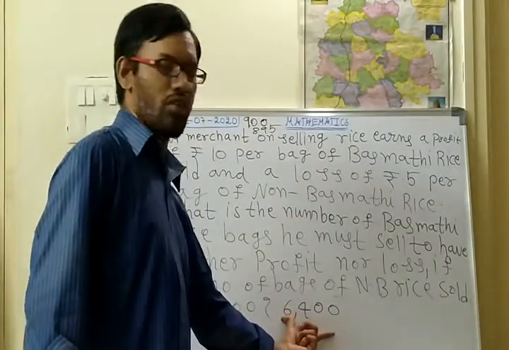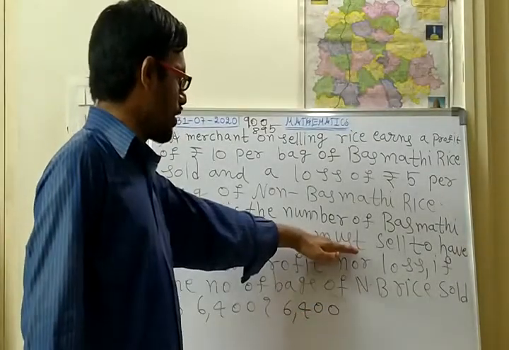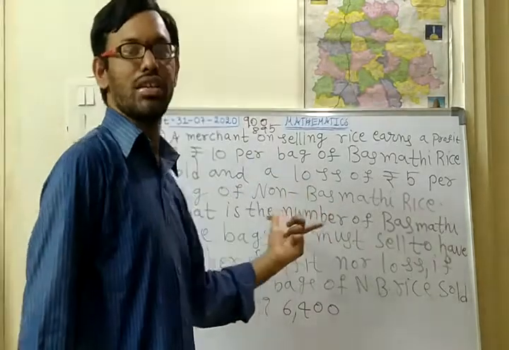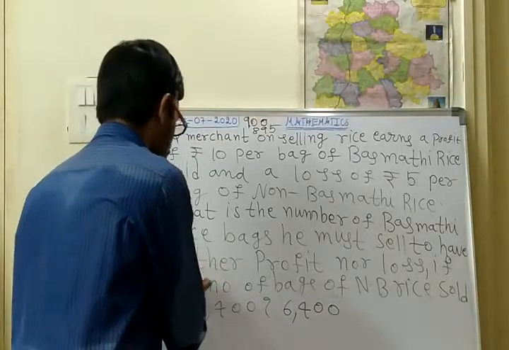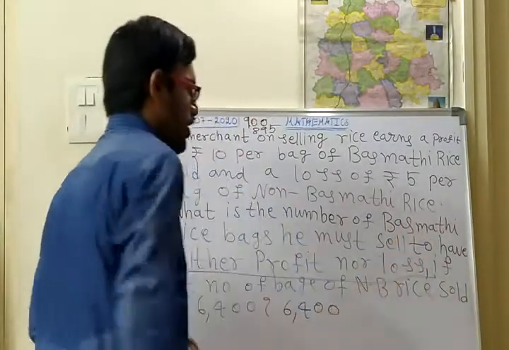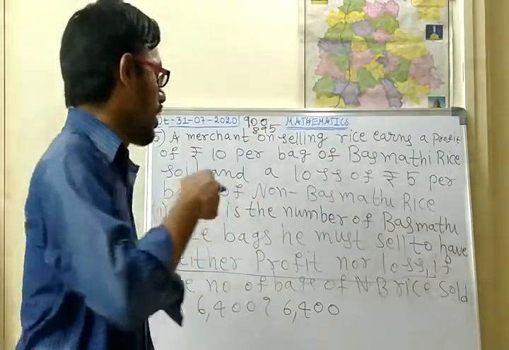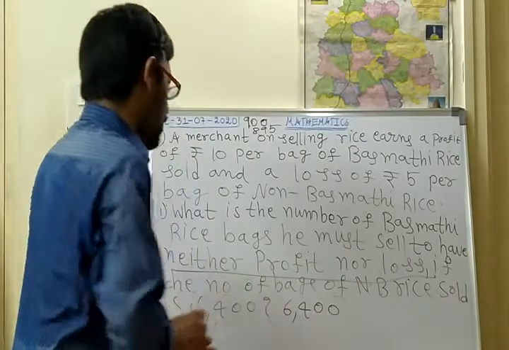For these bags, how many basmati rice bags does he want to sell? What is the condition? Neither profit nor loss. He should neither get extra money nor lose extra money. Like this you have to see. So for this, what do you have to do?